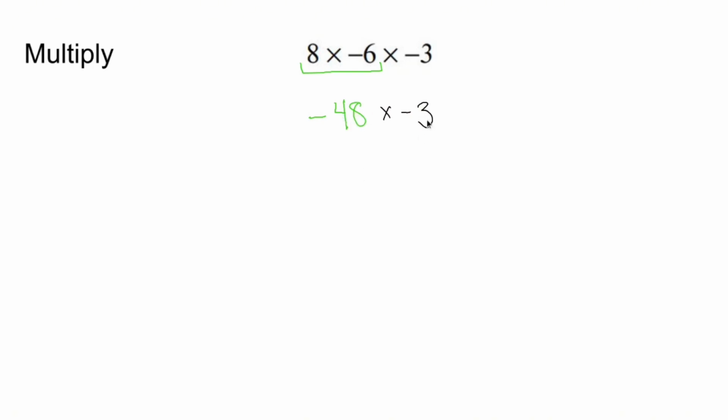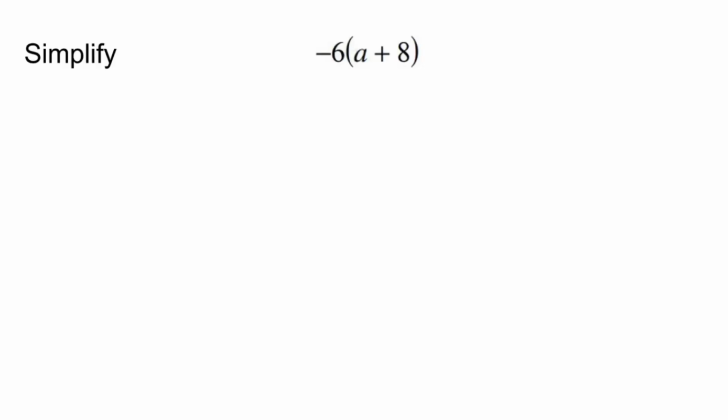And 48 times 3 is 144, I think. Leave in the comments if I'm wrong, but I'm pretty sure that's it. However, the key here is knowing that you have a negative times a negative, which becomes a positive. Isn't that neat? Simplify -6 times a parentheses.